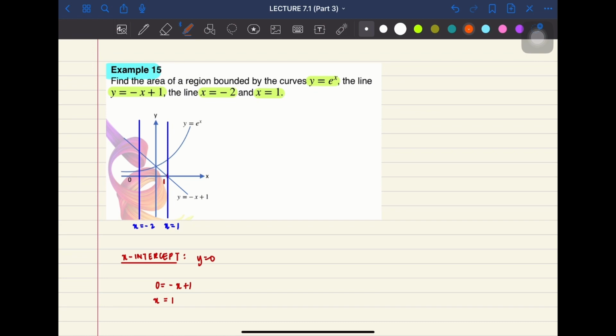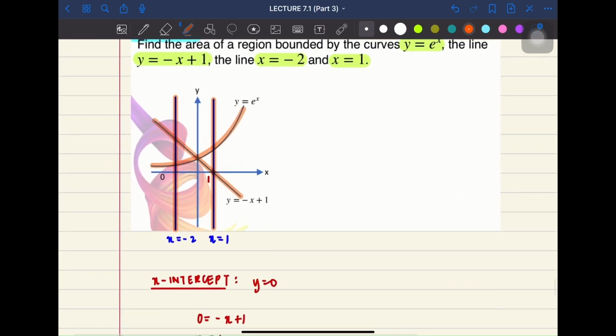Okay, so first dia kata kawasan tu mesti terkurung oleh Y equal to EX. Okay, Y equal to EX. So this is the graph yang tu. The next, Y equal to negative X tambah 1. So ni graph dia. Saya highlight juga. And then X equal to negative 2, this one. And then X equal to 1 is here. Okay, so cuba tengok betul-betul kawasan mana yang terkurung oleh the orange highlight. Okay, so ada dua sebenarnya. Yang mana? This one. And also this one. Okay, yes.